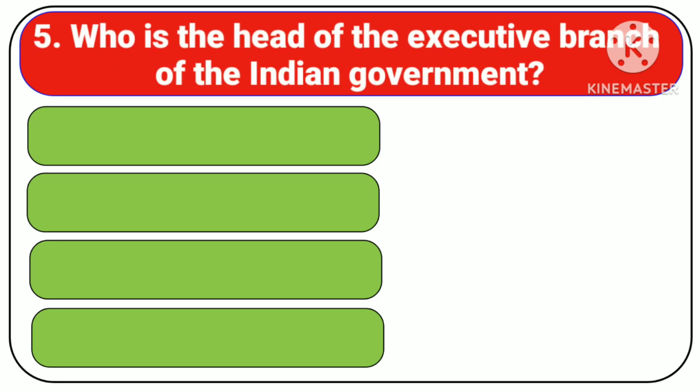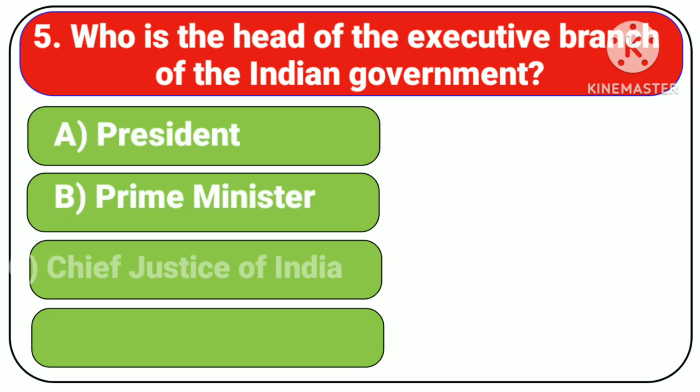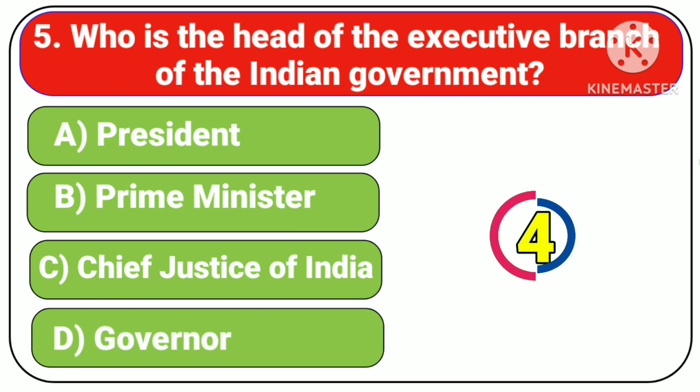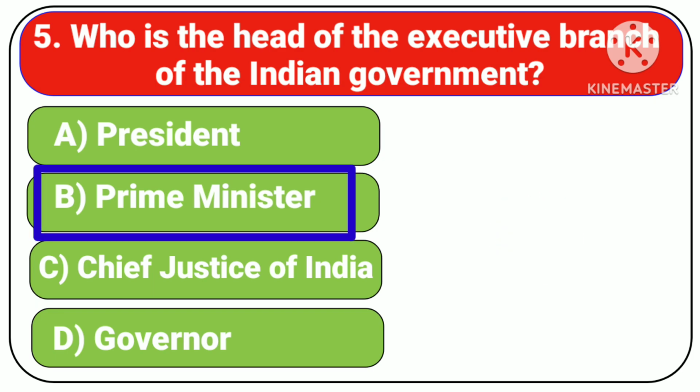Who is the head of the executive branch of the Indian government? Options: A. President, B. Prime Minister, C. Chief Justice of India, D. Governor. Correct answer is Prime Minister.